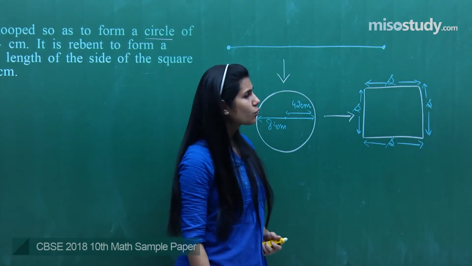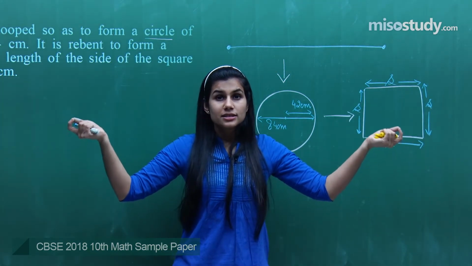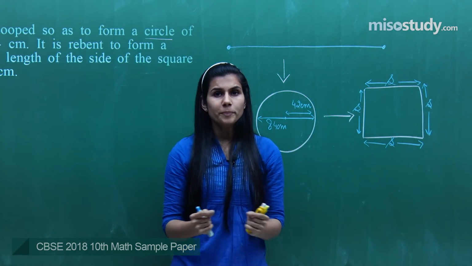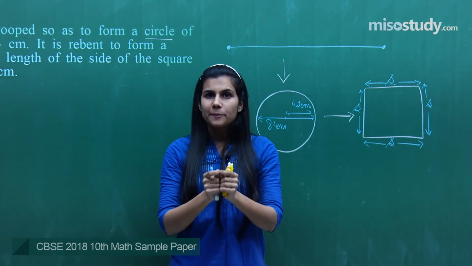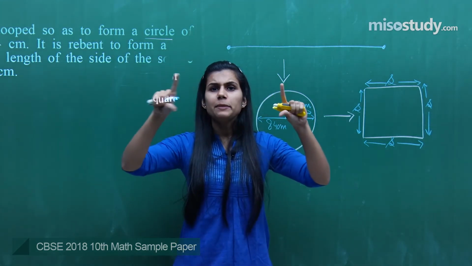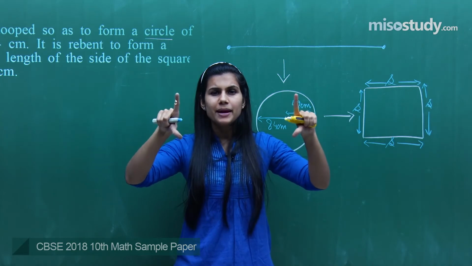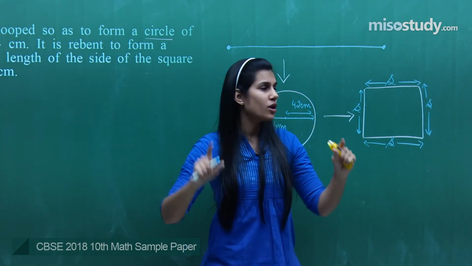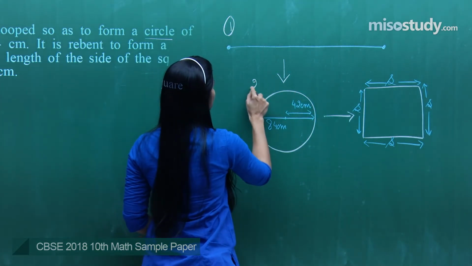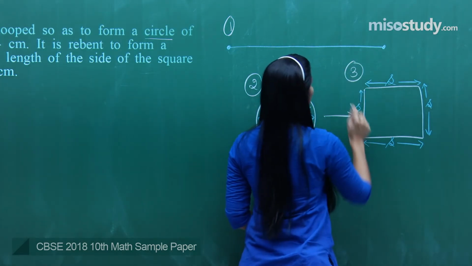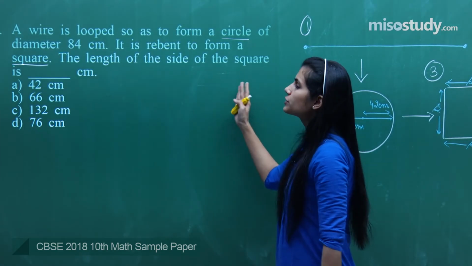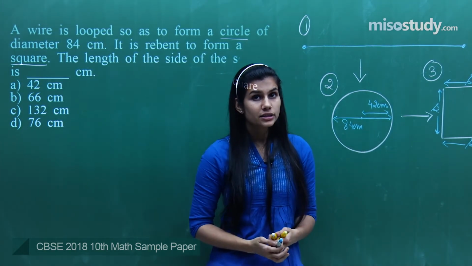Right? So understand what the question gave you. The question gave you a certain length wire, and then it said that wire has a length such that when it is looped in the form of a circle, that circle is coming out to be of diameter 84 centimeters. Now once this circle is made, it is rebent, the corners are basically made and it is rebent into a square, and that is what is bringing this square into picture. So from step 1, I am moving to step 2, and then from here I move to step 3. The question is, what is the length of the side of the square? That is what we have to find.